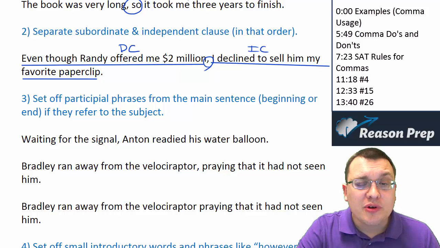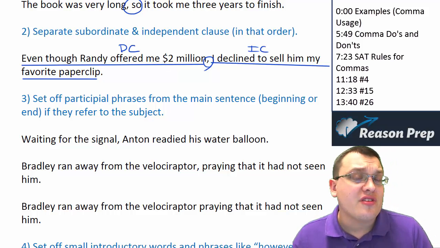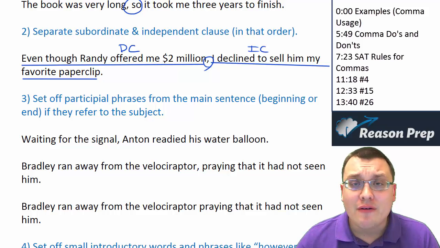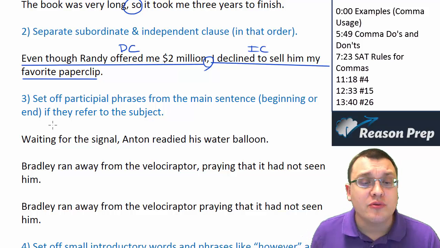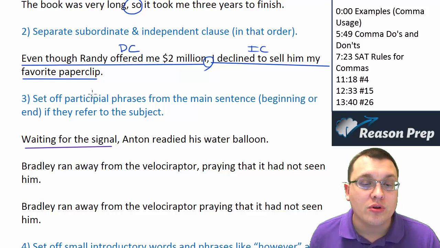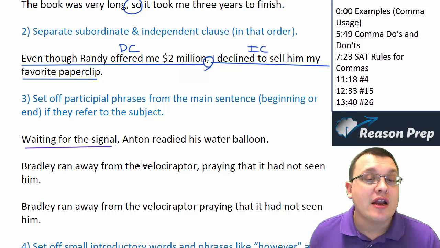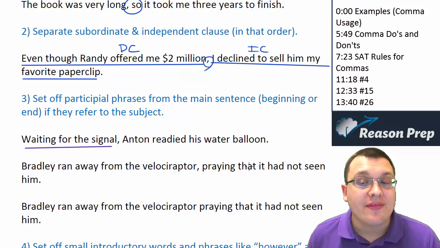Set off participial phrases from the main sentence, either at the beginning or the end, when and if they refer to the subject. And we've seen this in the participial phrases video. Waiting for the signal, comma, Anton readied his water balloon. Bradley ran away from the velociraptor, comma, praying that it had not seen him.